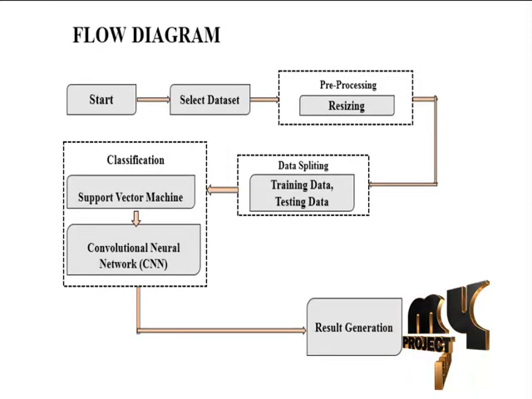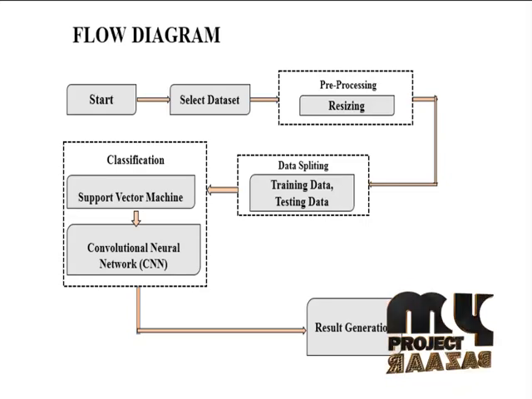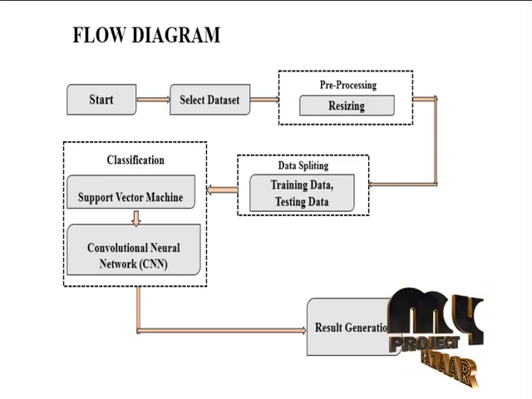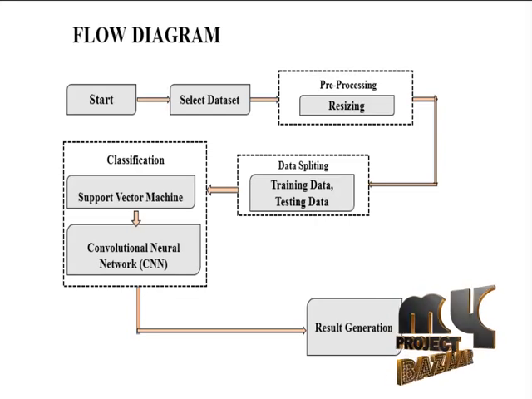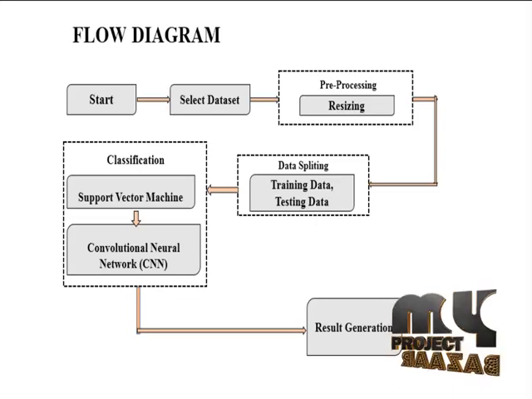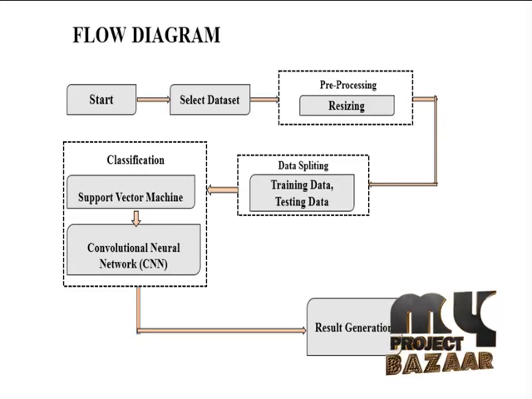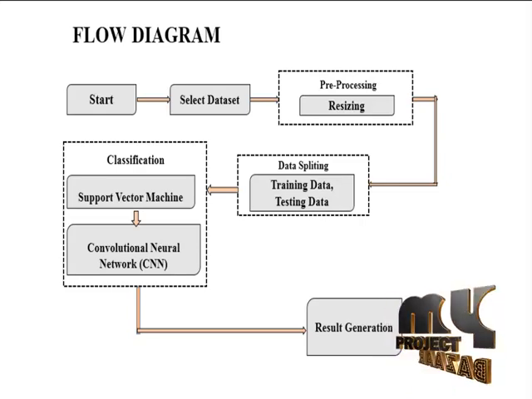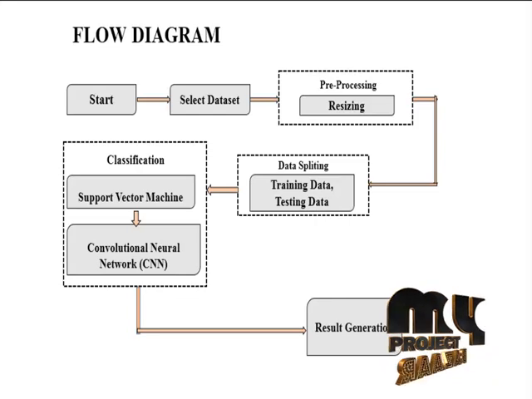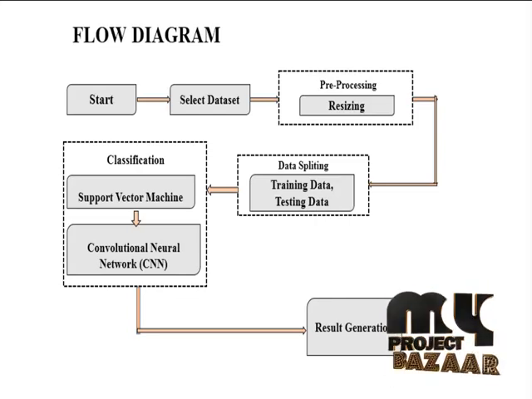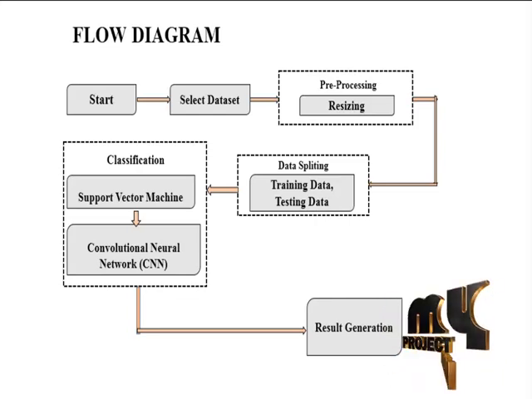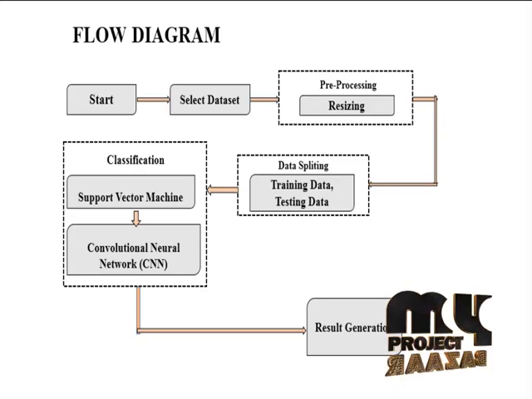The flow diagram of the project is: first we need to start the program and select the drug discovery image dataset. Then it will go into pre-processing. In pre-processing, we are going to resize all the images and convert them into arrays. After converting into arrays, we apply data splitting. In data splitting, we split our dataset into a training dataset and a testing dataset for cross validation purposes. Then it will move into classification.